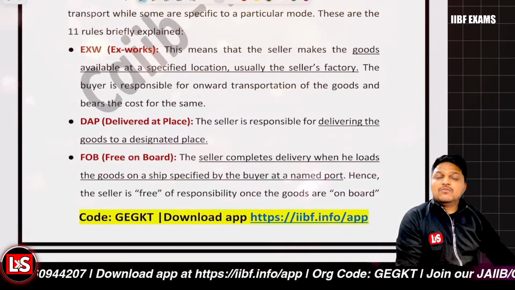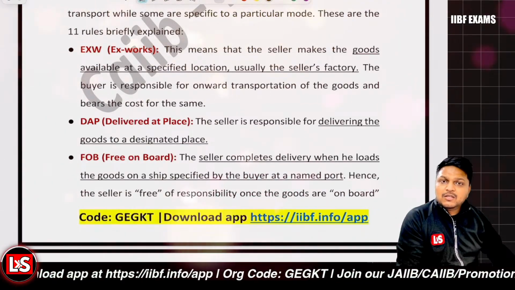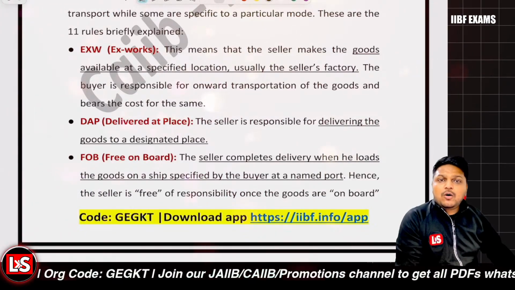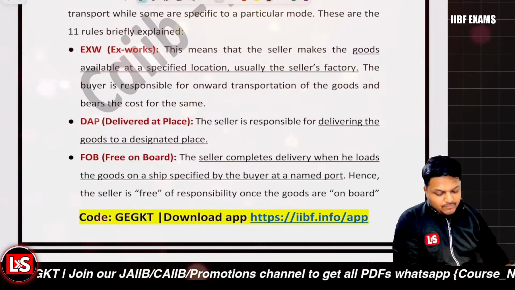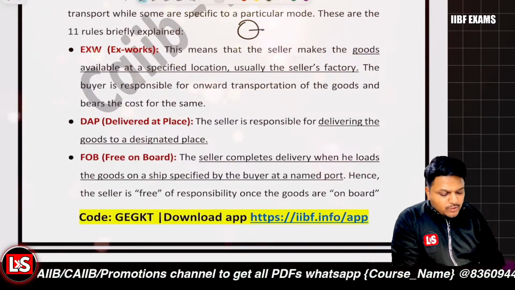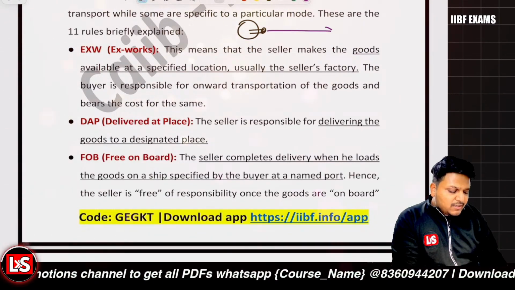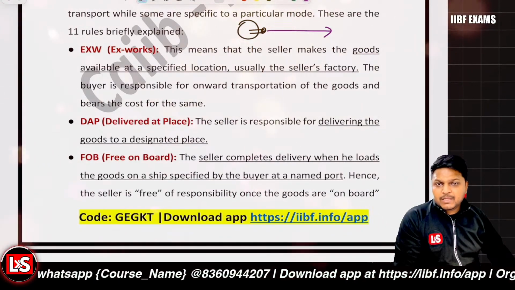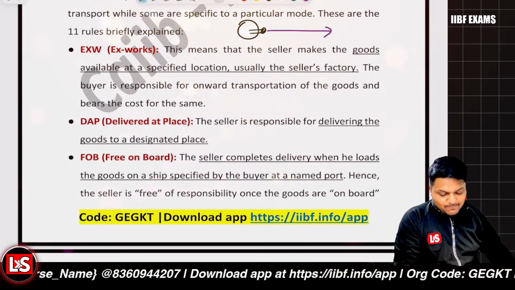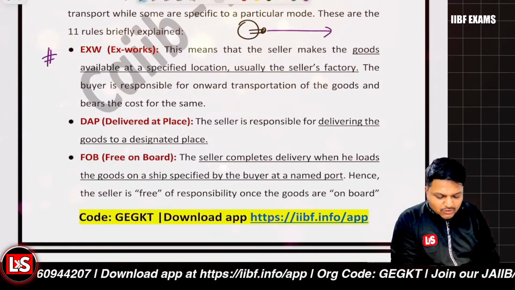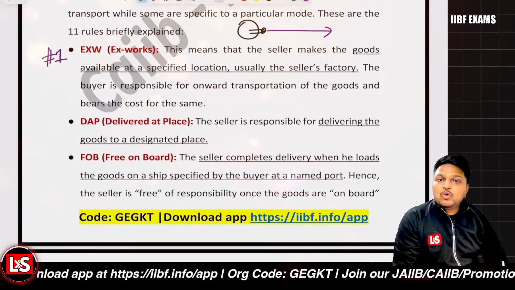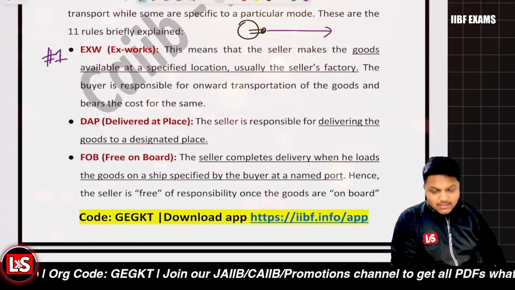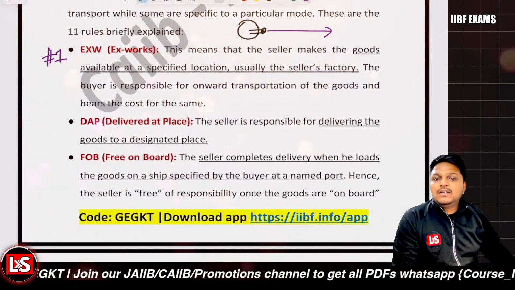Ex works means where the work is going on, where the goods are being manufactured. The seller is going to deliver only there, and the buyer is going to bear all the cost and risk from the seller's gate. So here's the factory. The seller delivers here only, and all the responsibility, costs and risks are with the buyer. The seller is also not responsible for the export clearance, and maximum obligation is on the buyer.